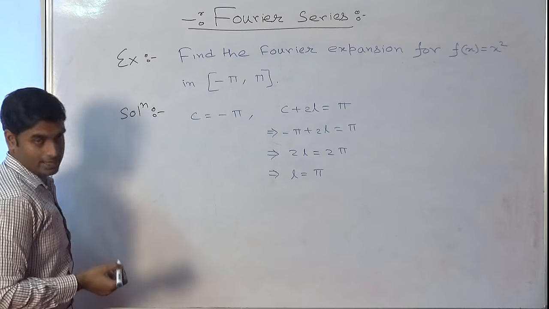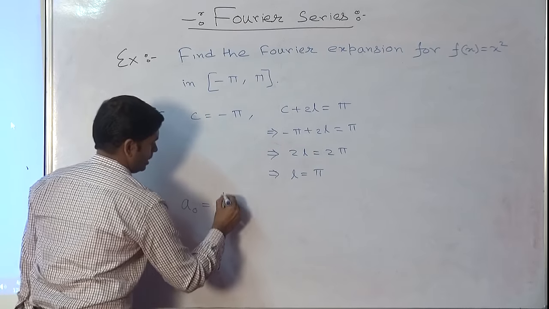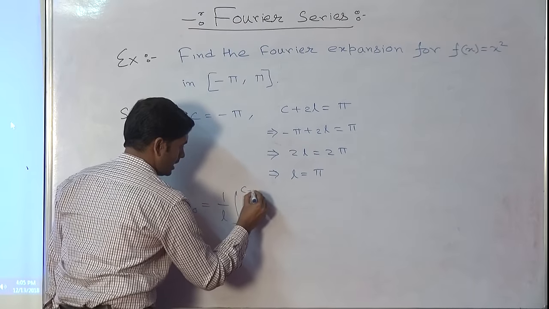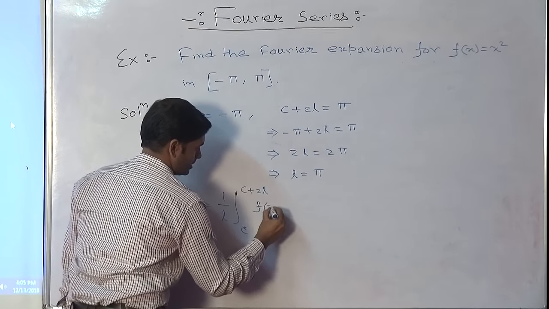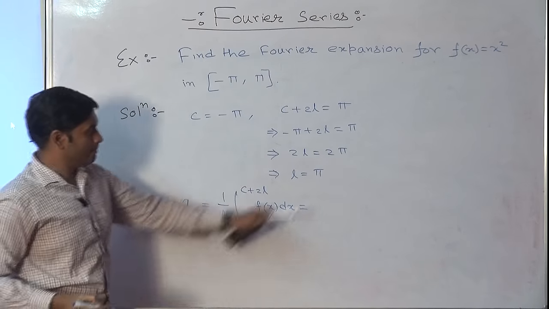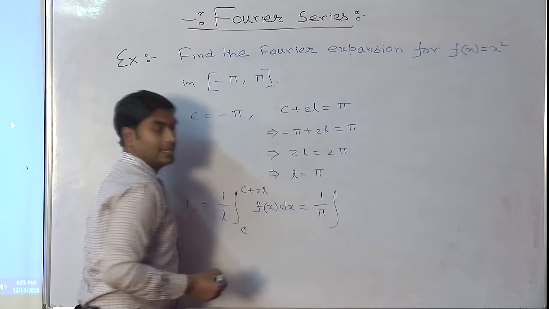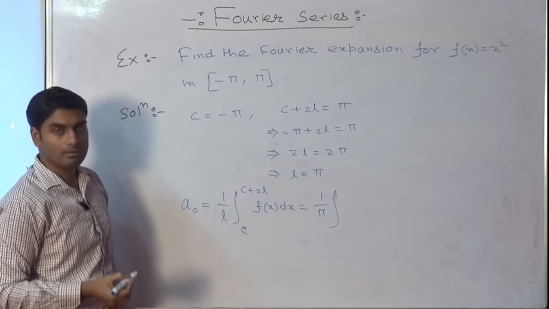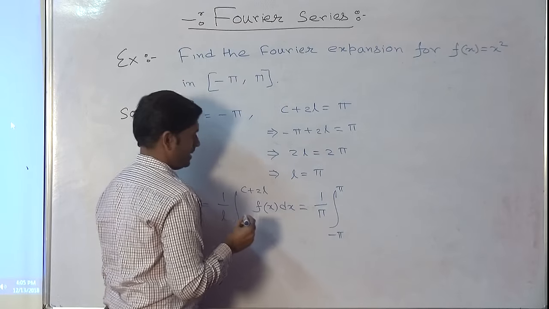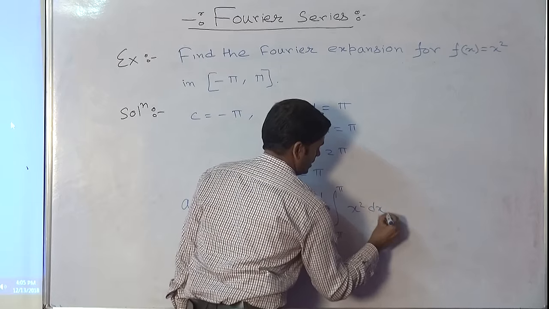Now first we find what is A0. So A0 is 1 by L integration C to C plus 2L f(x) dx. Now L is pi, so it is 1 by pi integrate C is our minus pi to pi, f(x) is our x square dx.